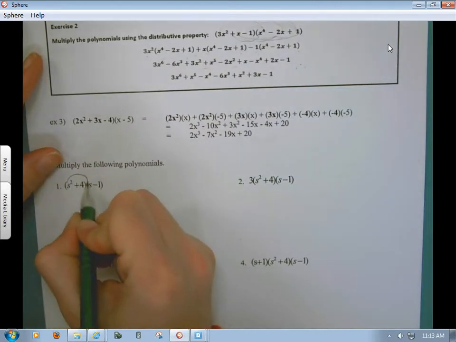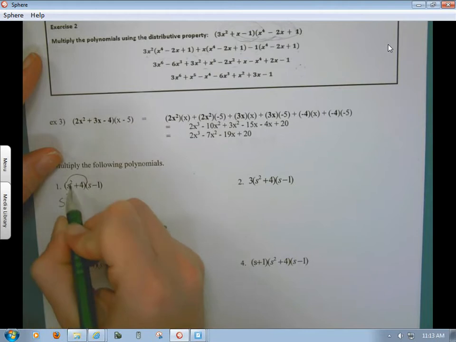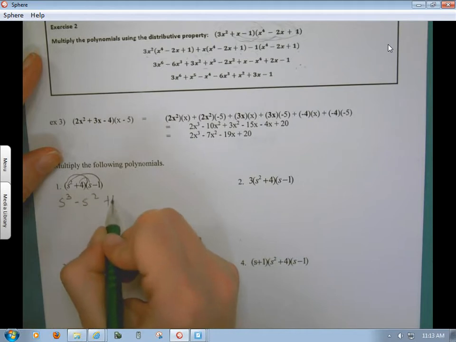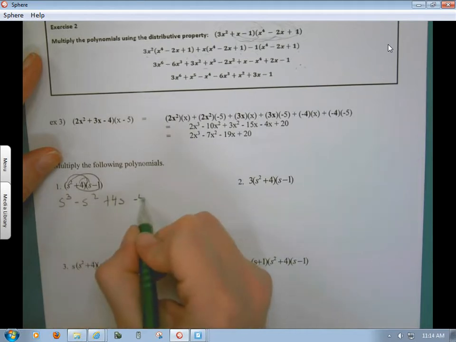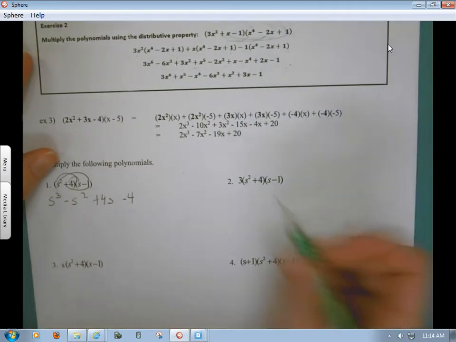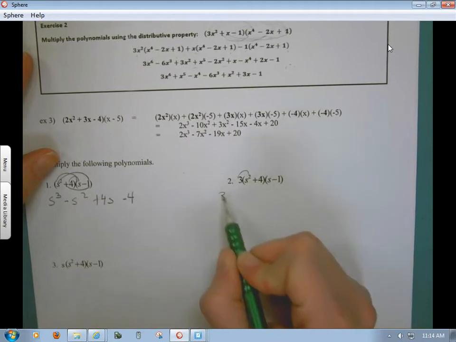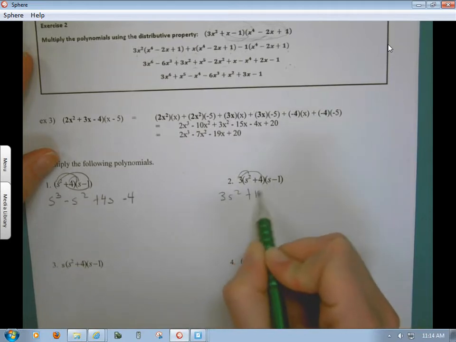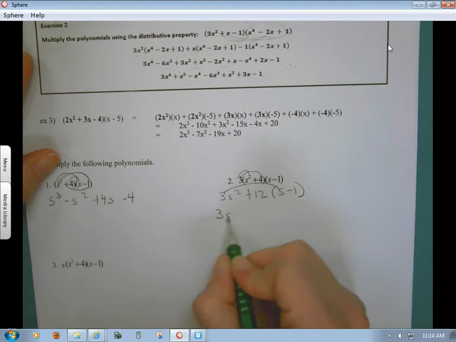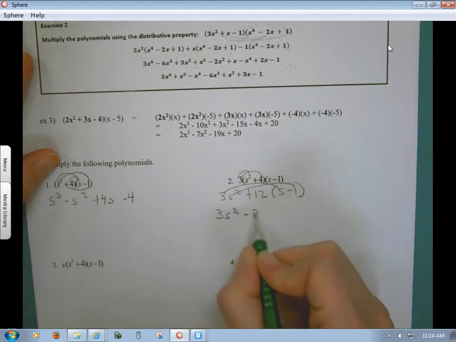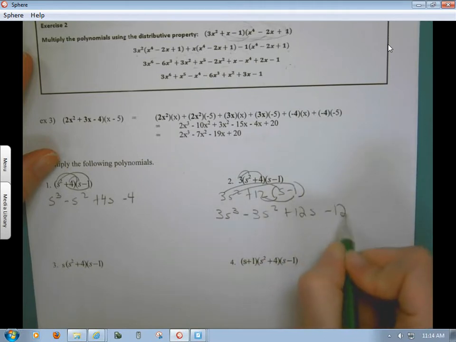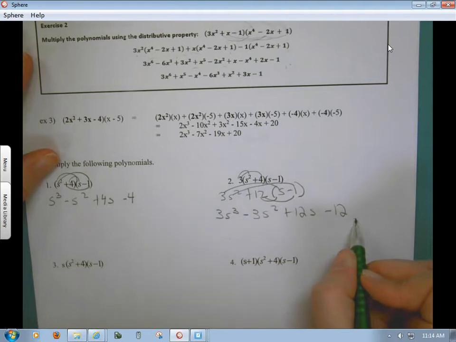So s squared times s, s squared times negative 1, 4 times s, 4 times negative 1. Nothing to combine, so that one's done. Over here, order of operations. It's all multiplication, so left to right. Okay, so now it's this times this. Nothing to combine, so I'm done.